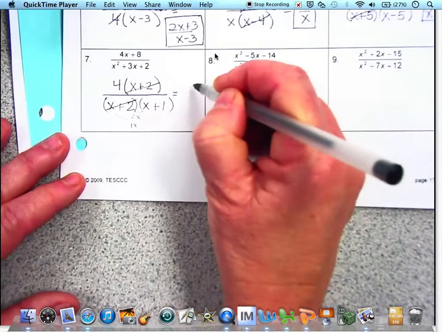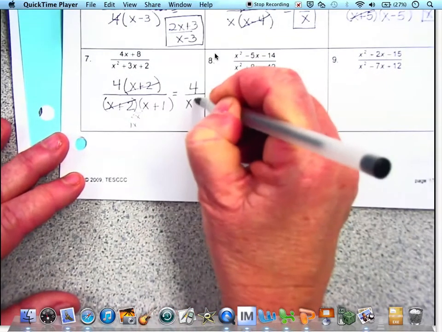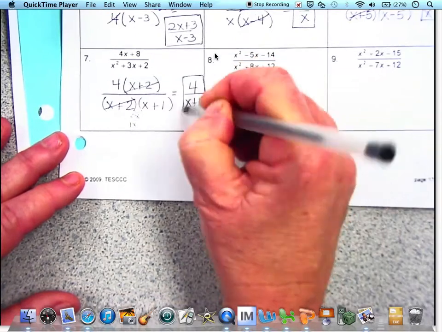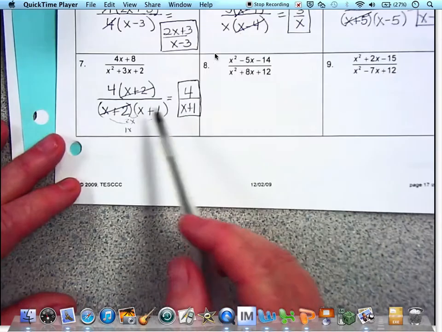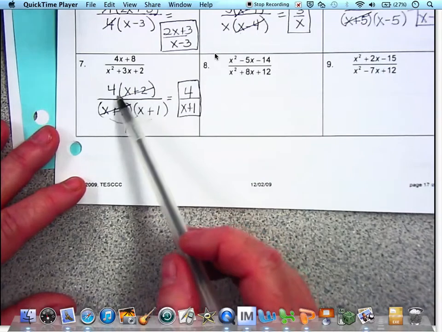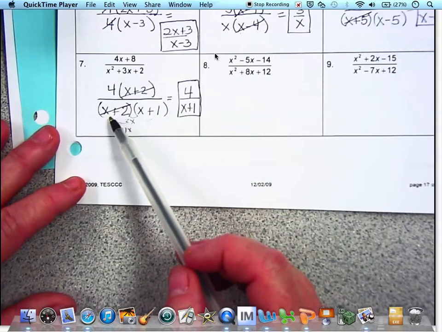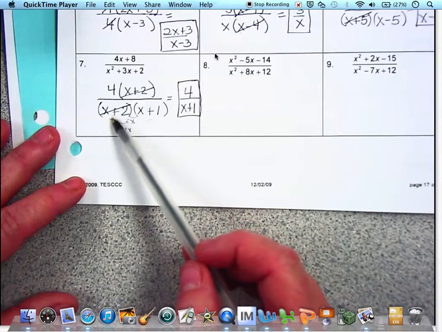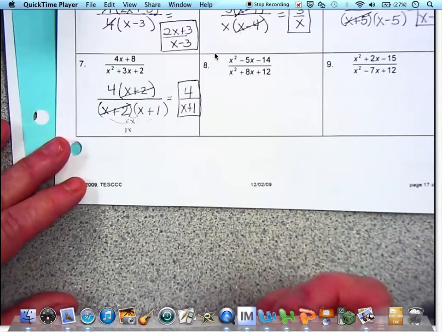So 4 over x plus 1. You know, when you're trying to factor these, after you do the numerator, you're probably going to get one of these factors in the bottom so they can cancel. It's kind of a hint to help you factor.